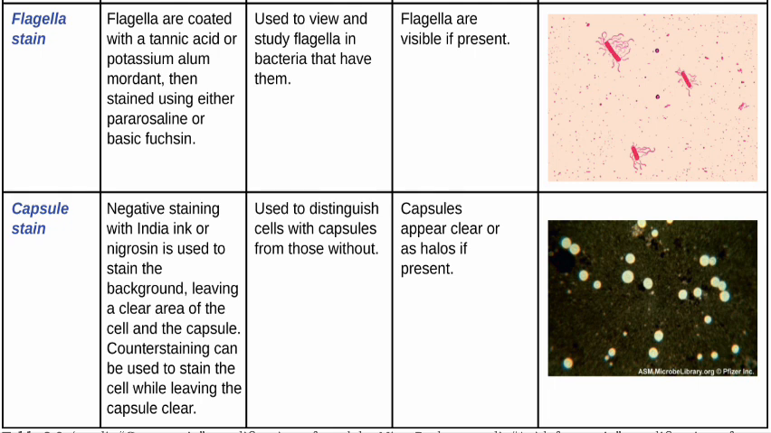Now, lastly, the capsule stain stains naman po the capsule produced by bacteria. Okay? And usually, we employ negative staining techniques to demonstrate capsule formation. Okay? So it distinguishes cells with capsules from those without, and the result would be your capsules appear clear or halo, if present.